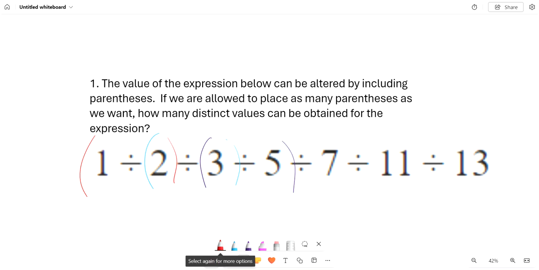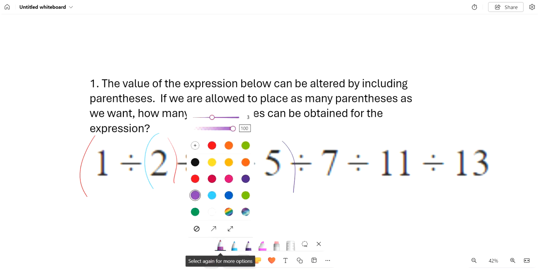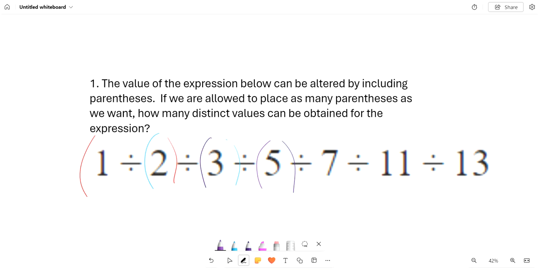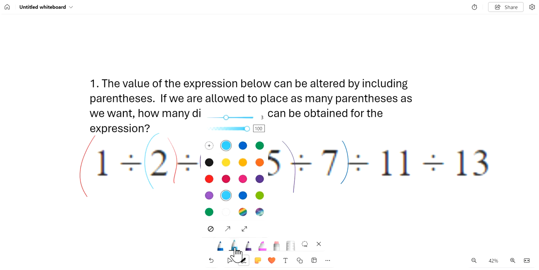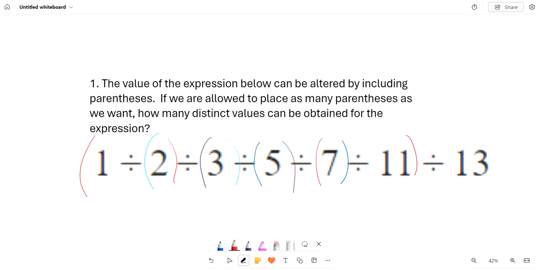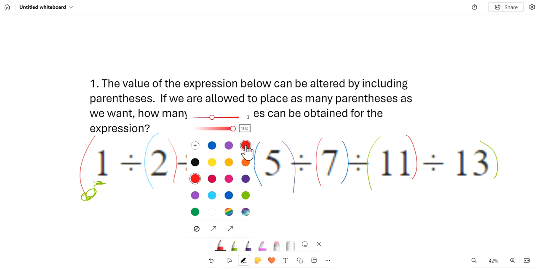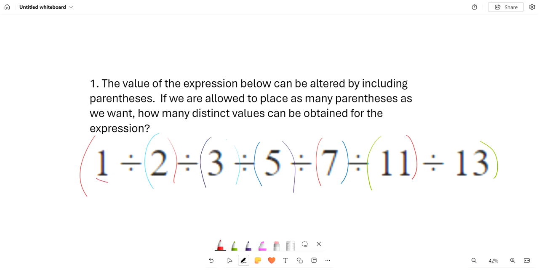And we can see that there are in total 6 sets of parentheses. But we can see that this set, the red set of parentheses here, it doesn't really matter if we put it or not because by default it comes first. Therefore, we can just remove this. And now we have 5 more sets.